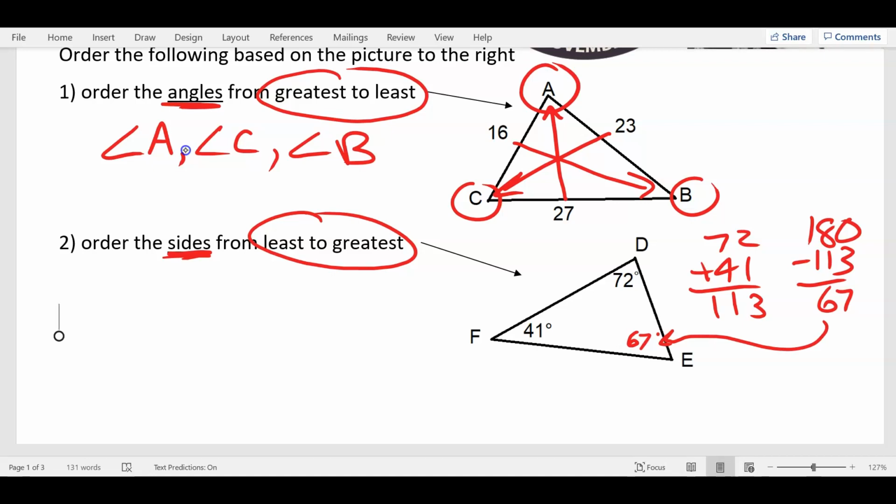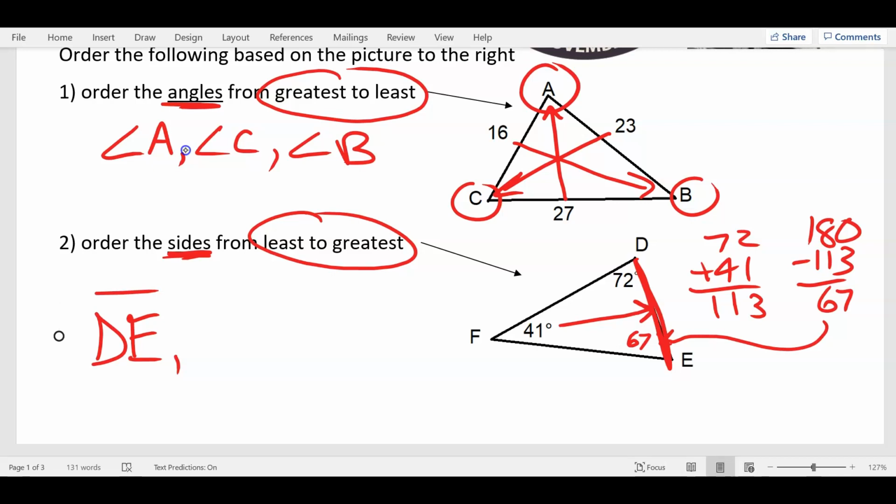So across from 41 is this segment, and you got to give me the 2 endpoints, which are D and E, right? You remember this from yesterday? A segment has 2 letters with the segment on top. So across from 41, the smallest angle is the smallest side, DE. So go ahead and write DE with a segment on top, okay?